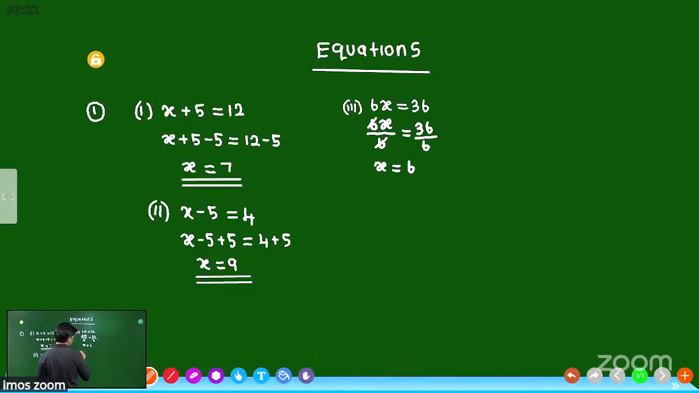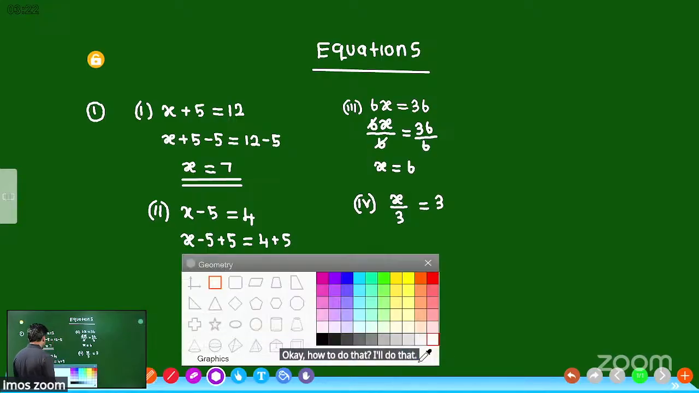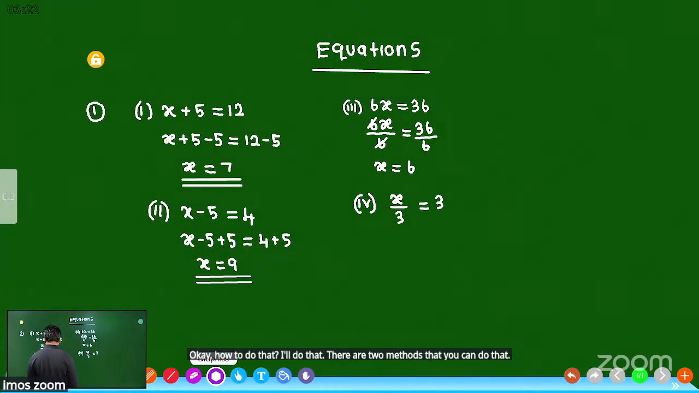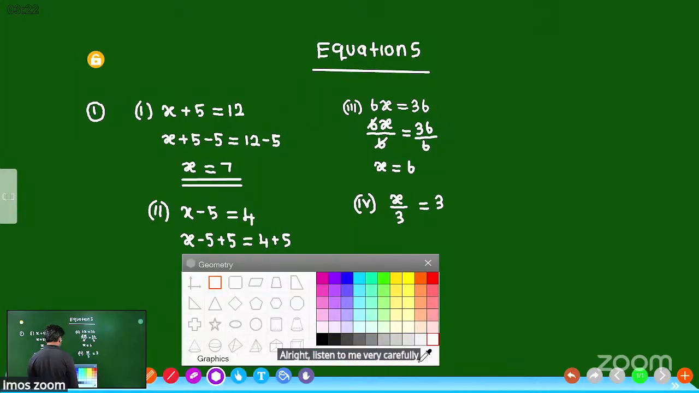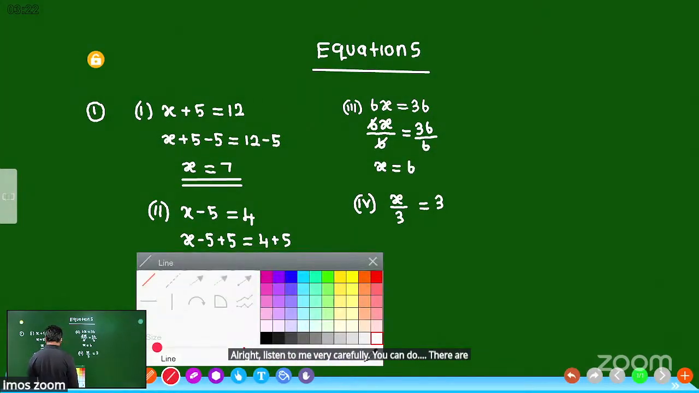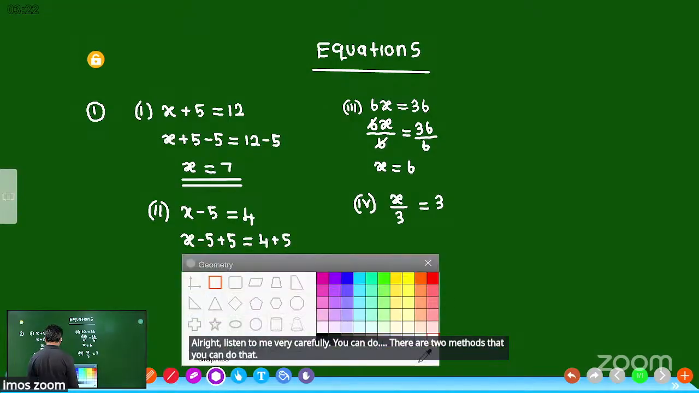Right. Fourth one. x over 3 is equal to 3. Okay, how to do that? Well, there are two methods that you can use. Listen to me very carefully. There are two methods that you can use, right?